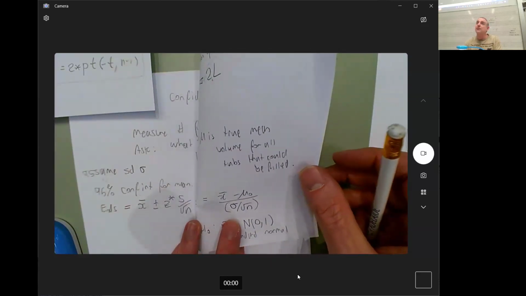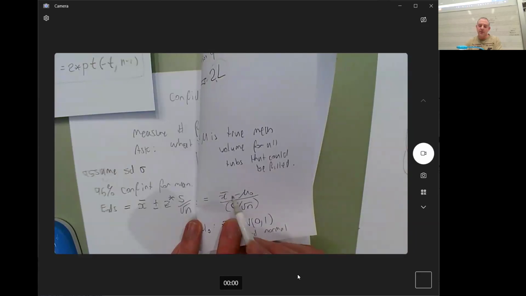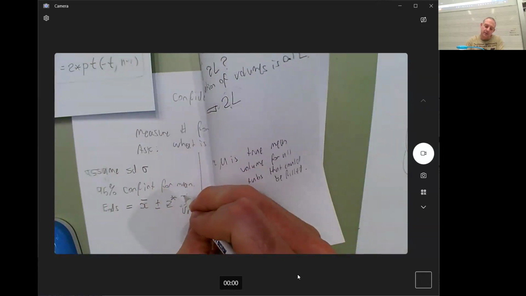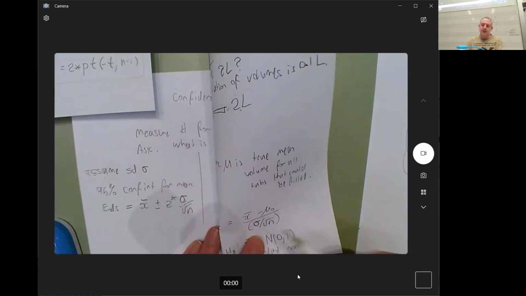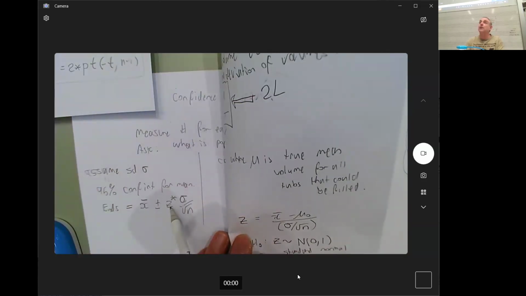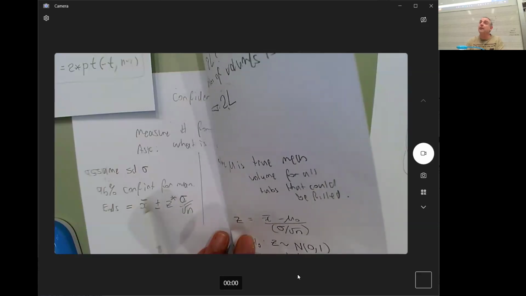It has the same pieces. The X bar is there. The sigma on, oh, not an S, this one's a sigma, sorry. It has the sigma on root n. It has the Z as well. All of those pieces are there.